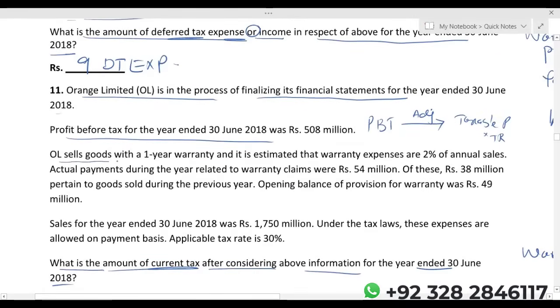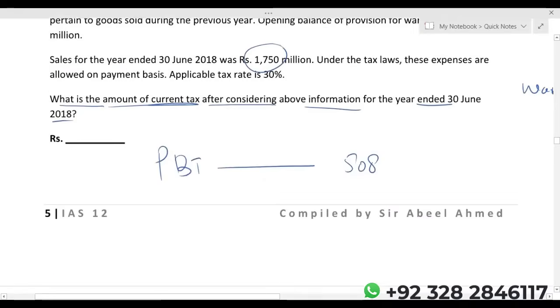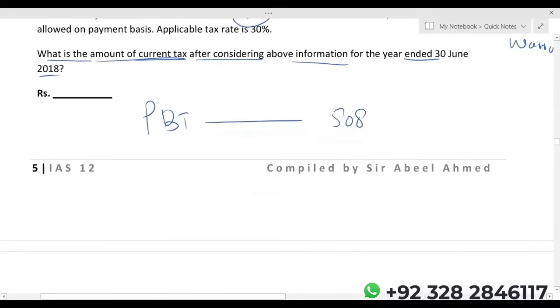Orange Limited sells goods with a 1-year warranty and it estimates warranty expense at 2% of annual sales. Annual sales are 1750. Taxation authorities do not accept warranty provision, so they will ask us to add back the warranty provision. Add back warranty provision: 1750, I'll take 2% of that, which is 35.